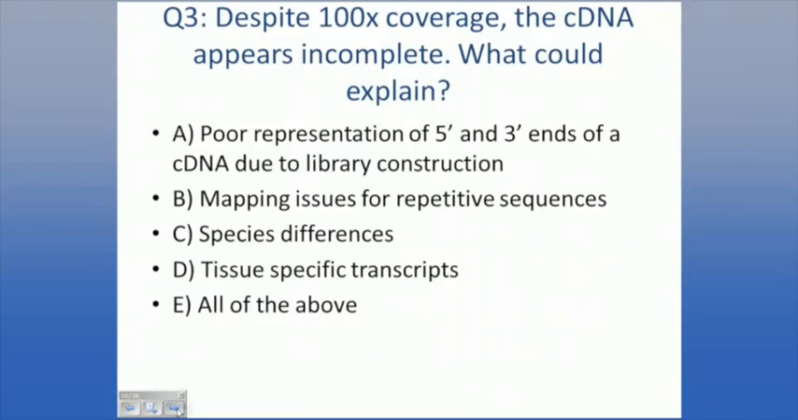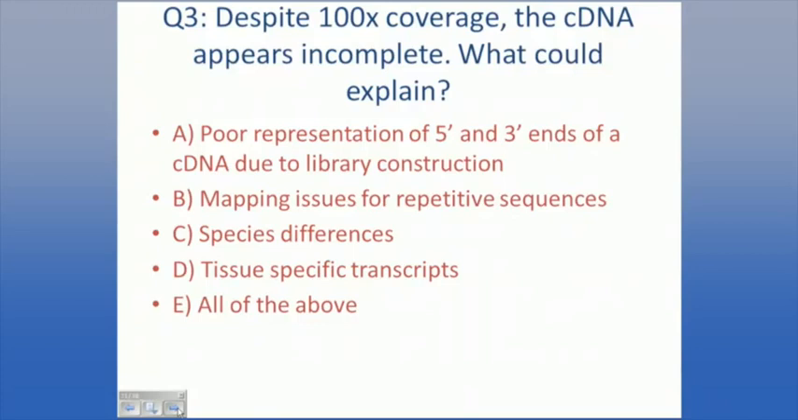What could explain that? Is it A, poor representation of the 5' and 3' ends of the cDNA due to library construction methods? B, mapping issues for repetitive sequences? C, species differences? D, tissue-specific transcripts? Or E, all of the above? In this particular case, it's all of the above.